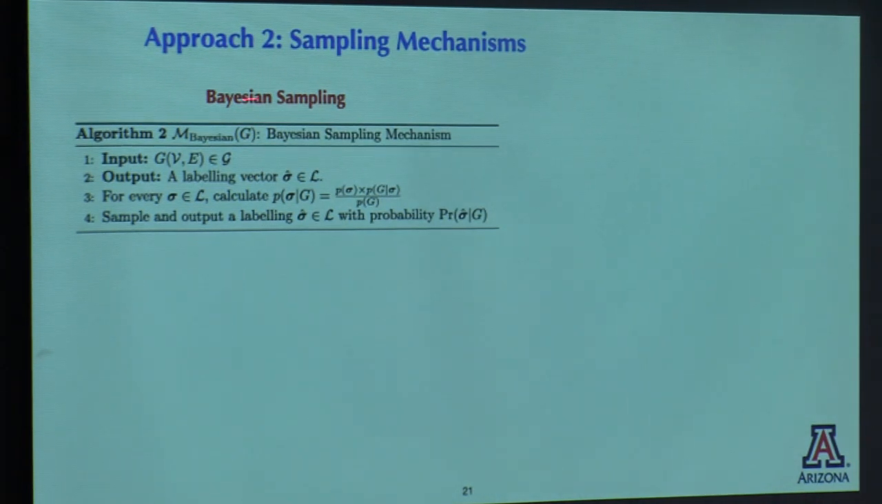So here's another very simple algorithm, Bayesian sampling. What you do is you're given a graph G. For every possible sigma vector, you compute this probability: the probability of observing this sigma given the graph G. You can write this as P(sigma) times P(G given sigma) divided by P(G). All of these probabilities we can compute in principle. And then you just sample and output a labeling with this probability. Okay.